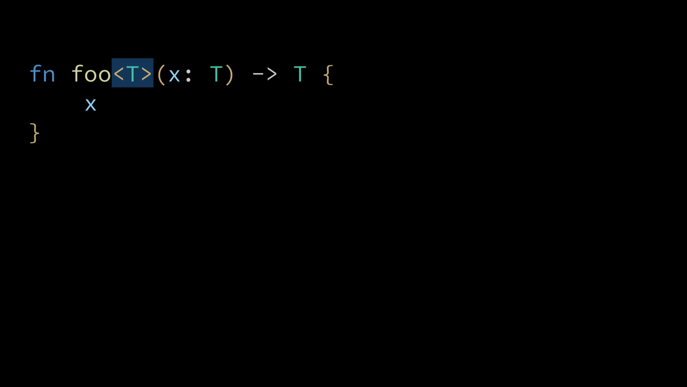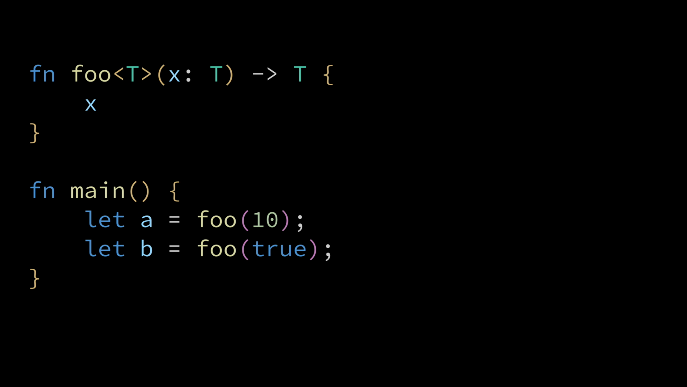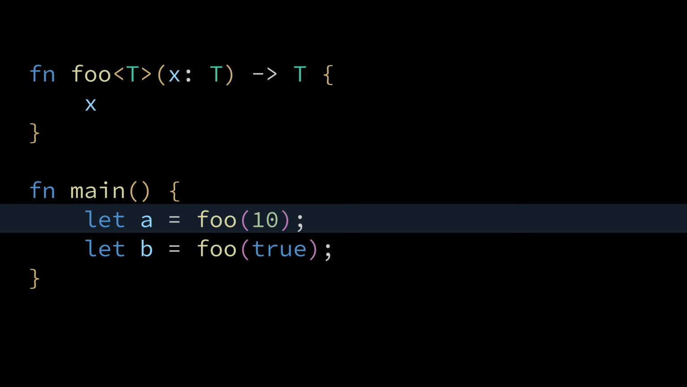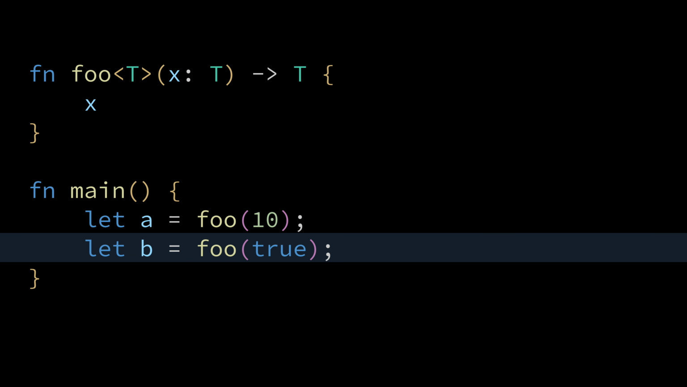This function foo has a single type parameter T in angle brackets. The angle brackets go right between the function name and the parens for the normal parameters. And this function declaration says that for any type T, you can call foo with a value x of type T, and it will return a value of the same type T. So if I call foo with an integer, then I get back an integer, so a is 10. If I call foo with a bool, then I get back a bool, so b is true.